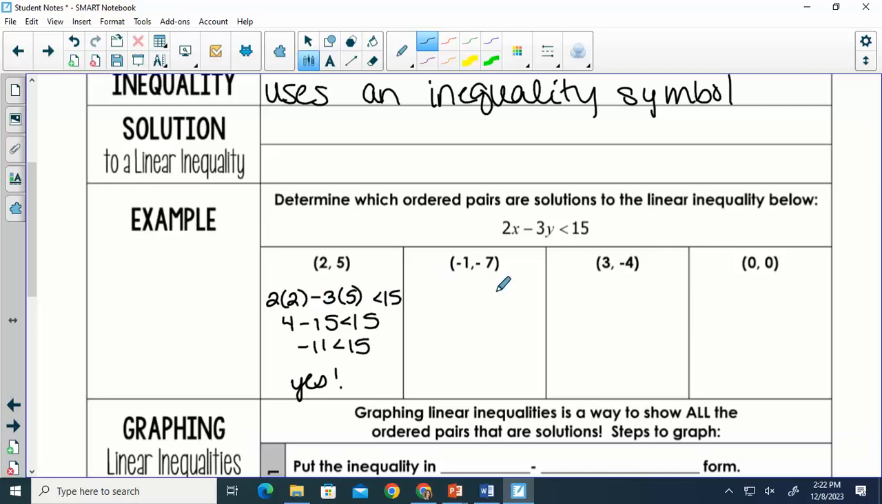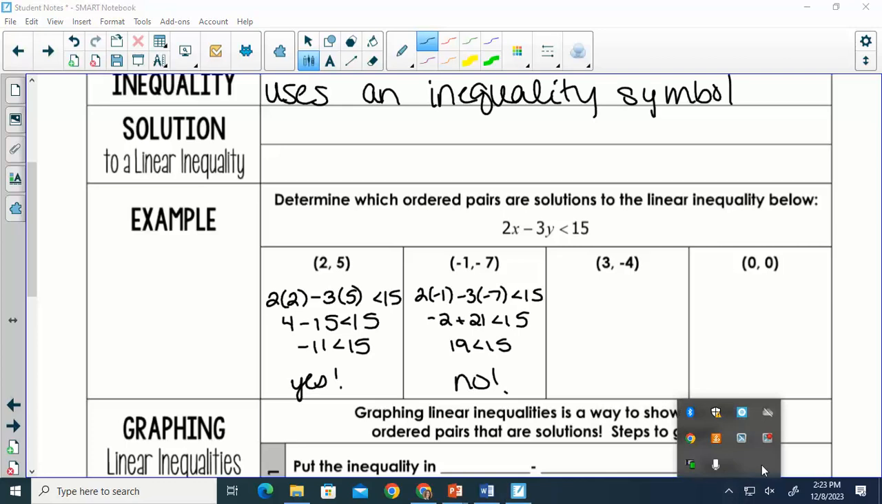All right, if I want to check if negative 1, 7 is a solution. So we plug in a negative 1 for the x, negative 7 for the y. Negative 2 plus 21. We get 19 less than 15. Is 19 less than 15? Right, it is greater than. So negative 1, negative 7 would not be a solution to that inequality. You guys check the last two. See if they are.